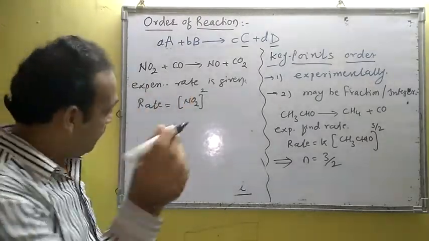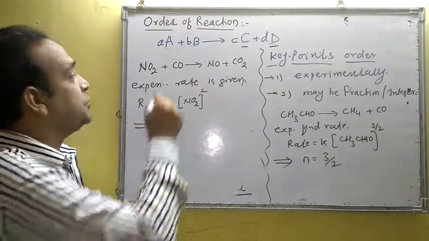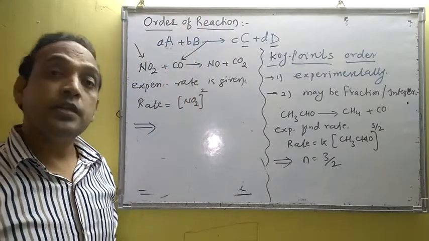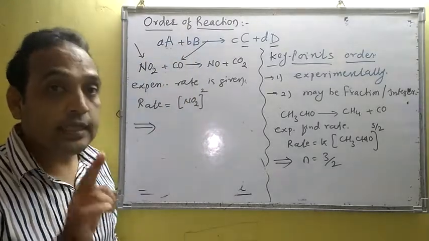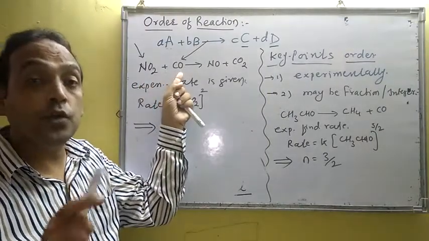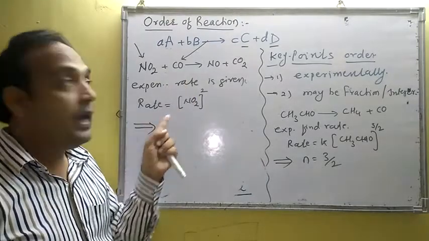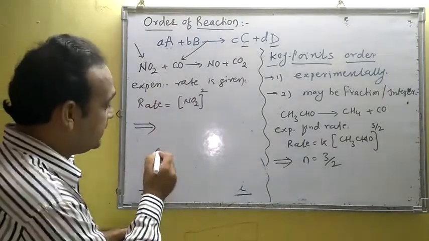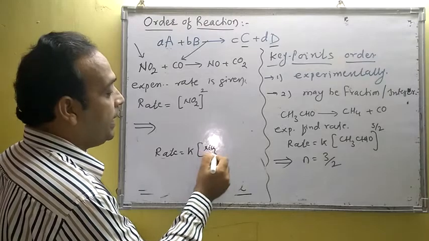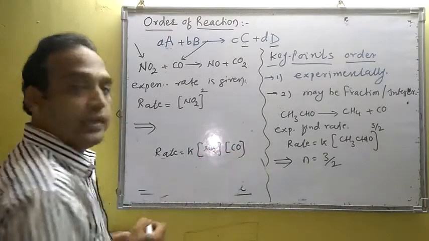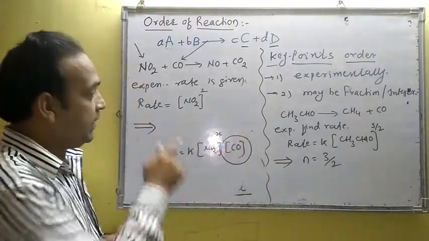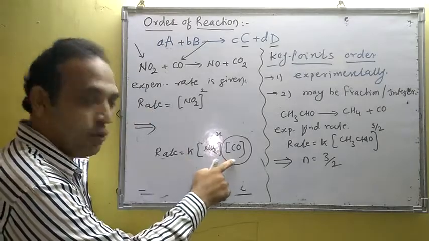2. What is order of reaction with respect to NO2 and order of reaction with respect to CO? What is my question? उसने मुझे rate दिया हुआ है. Actually इसका rate कैसा आना चाहिए था? इसका rate आना चाहिए था: rate is equal to K into concentration of NO2 into concentration of CO raised to the power कुछ भी रहने दो. लेकिन उसने मुझे यहाँ CO दिया क्या? In experimentally found rate, CO is not given to you.